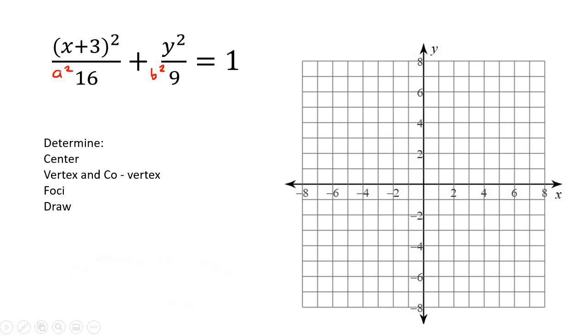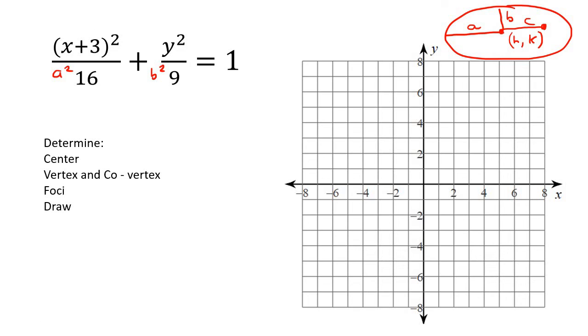So if we quickly draw a little horizontal ellipse for ourselves, let's do a bigger one. Then the center is always going to be, we've said h and k. Then the length, the longer one is a, the shorter one is b, and then c is the focus, which is sort of like that. Okay, so the next thing, let's go find the center. So remember the center is h and k.